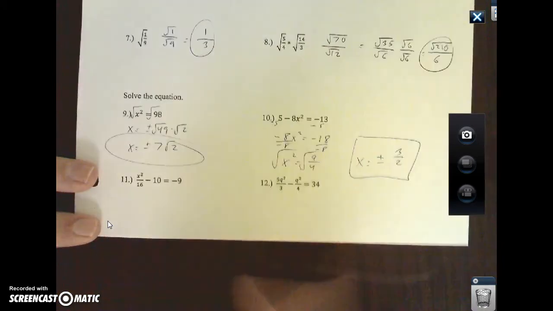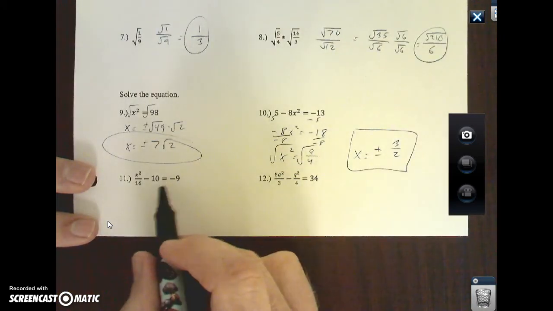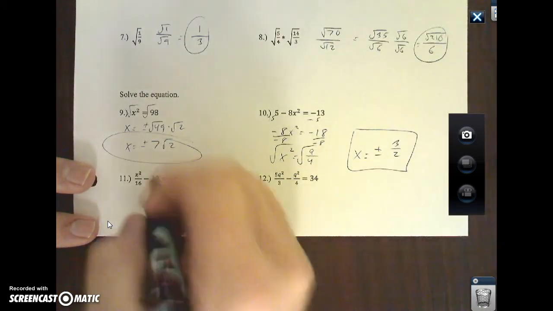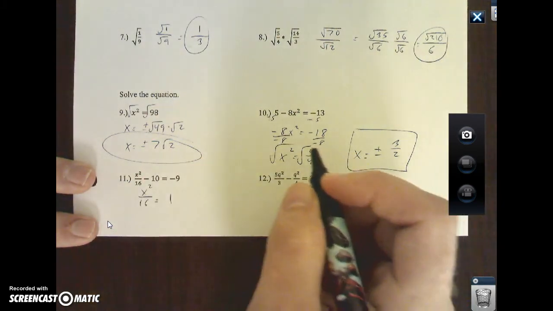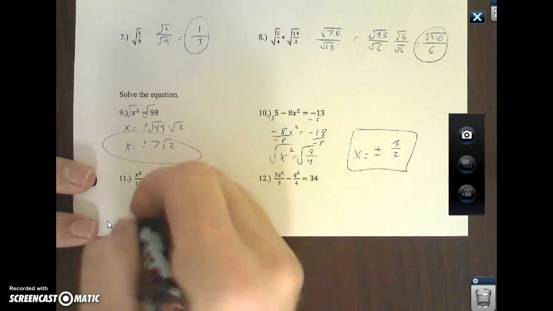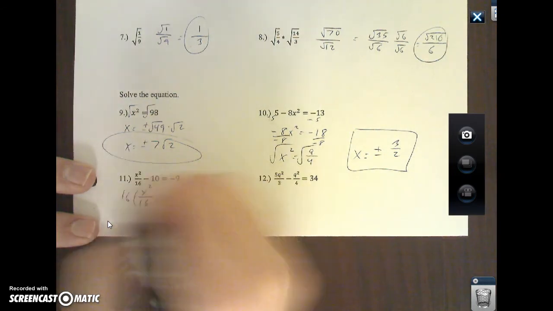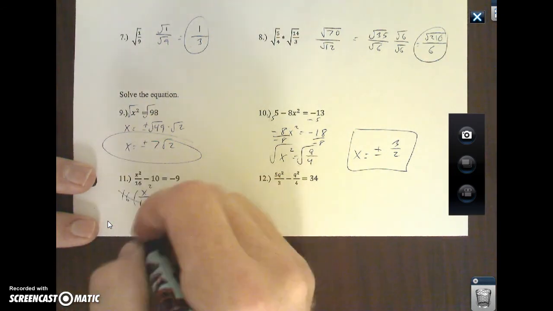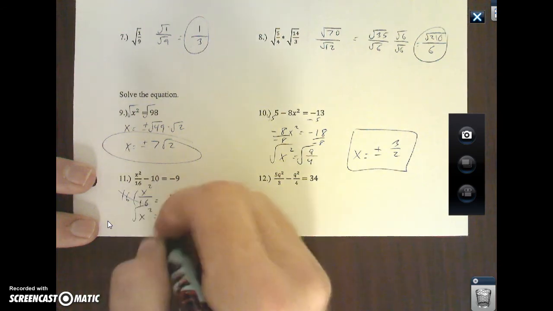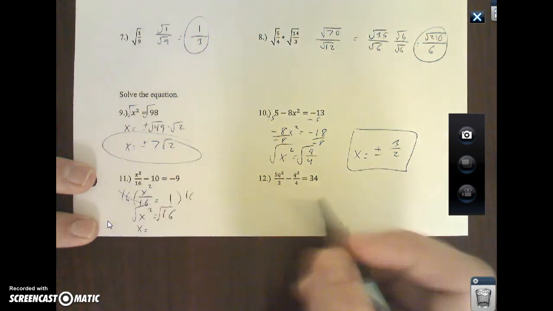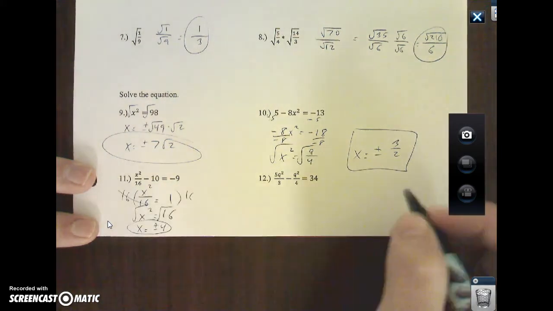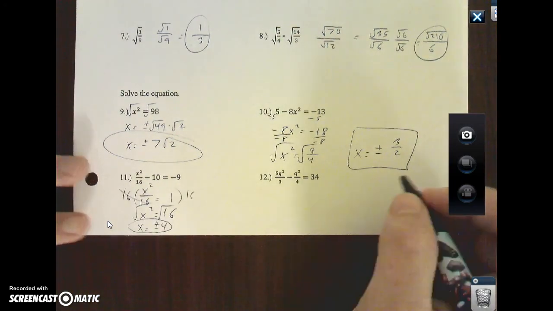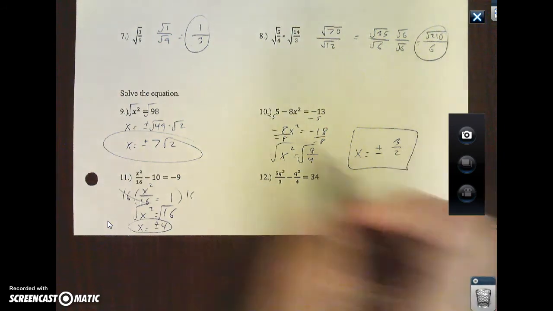Okay, looking good. Now, here, okay, I can add 10 over. Okay, I can multiply both sides by 16. So that cancels out here, and then I get x squared equals 16. Square root left, square root right, x equals plus or minus 4. We're in good shape.